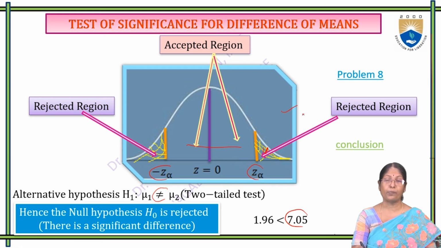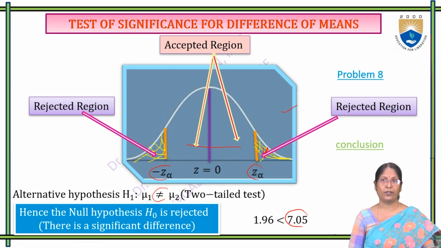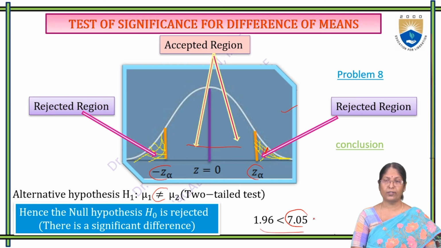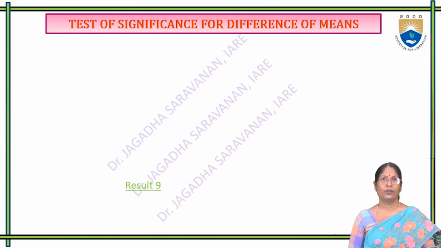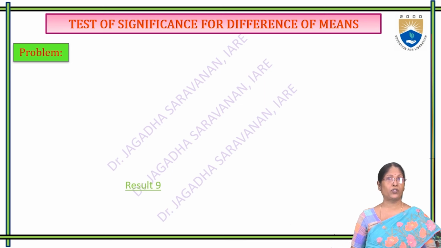This is the graphical representation of the two-tailed test, because of the data we obtained. So the null hypothesis is rejected. The alternative hypothesis is dominating in this problem. Yes, there is a significant difference. So we will move to the next problem.